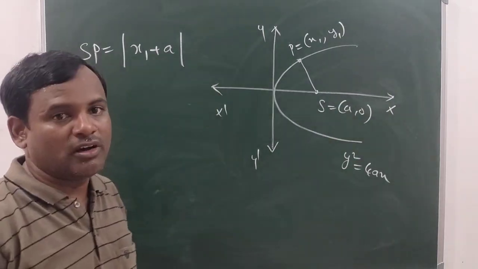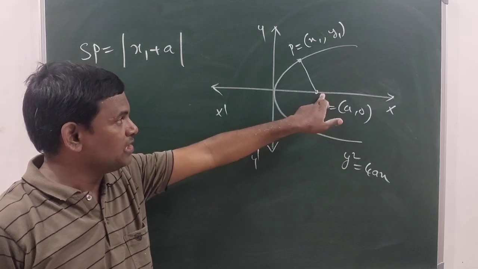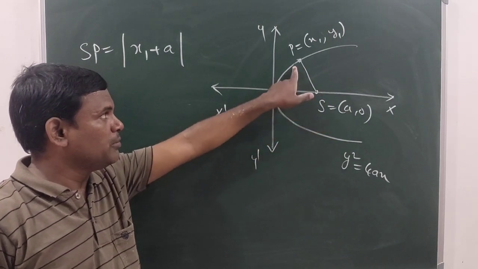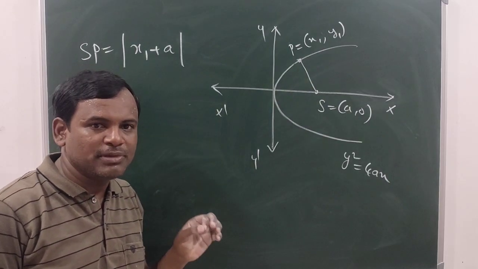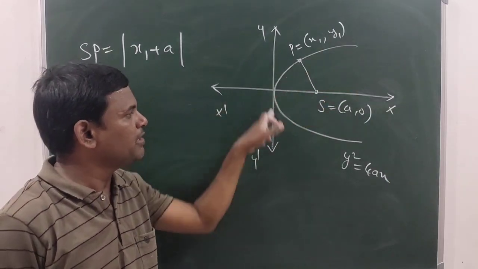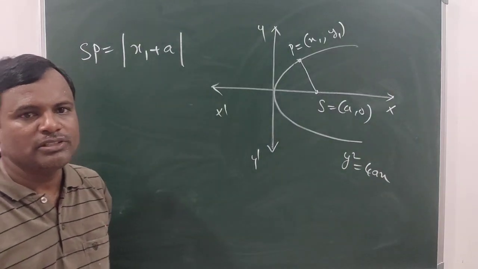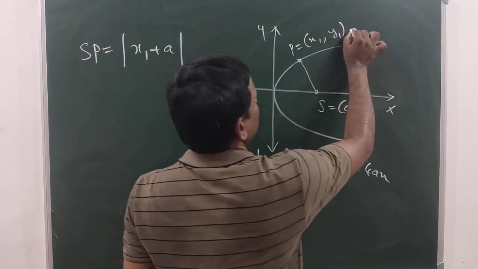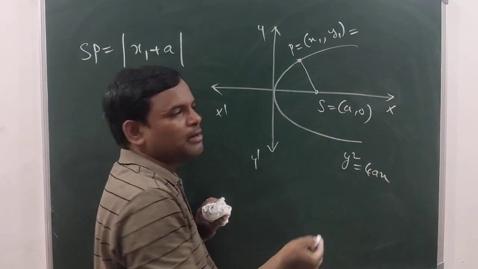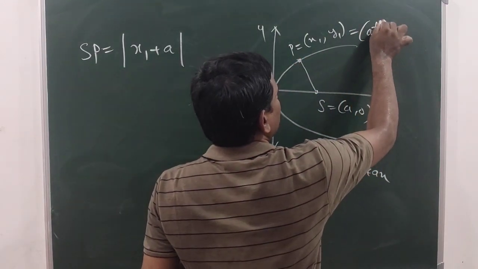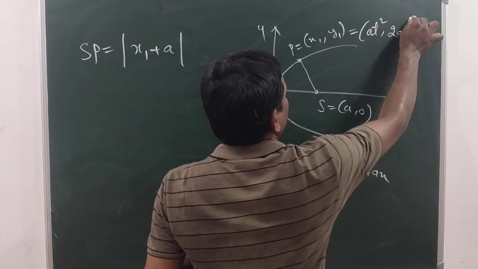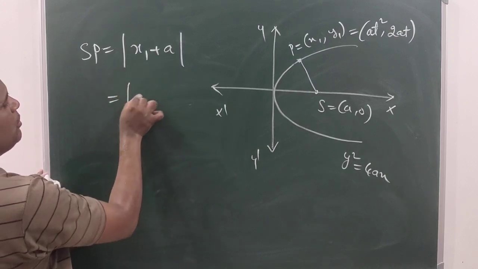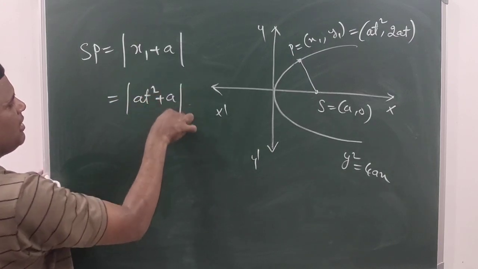You will get mod of x1 plus a as the focal distance. I think you have understood the meaning of focal distance: the distance measured from the focus to any one point on this parabola is known as the focal distance. So suppose you take this point's coordinates in parametric form like at square comma 2at. Here what is x1? at square. So at square plus a.